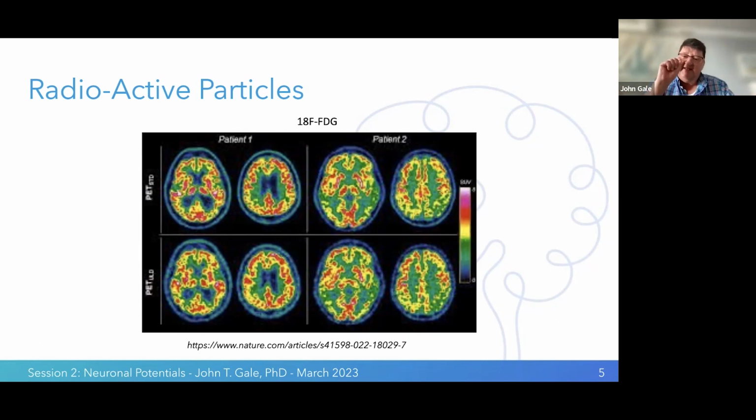However, it doesn't give you that individualized value. What is this part of the brain exactly doing? And is it excited? Is it inhibited? It doesn't give you that information. However, it does provide important information for certain diagnostics.